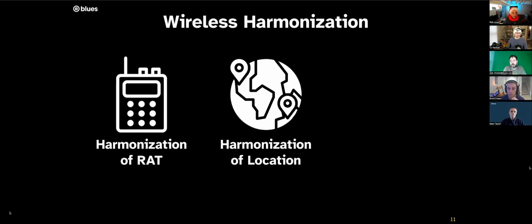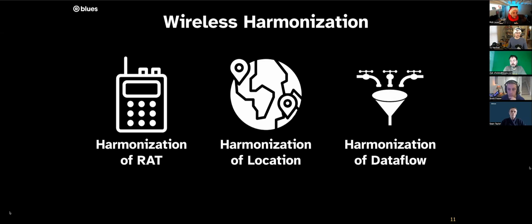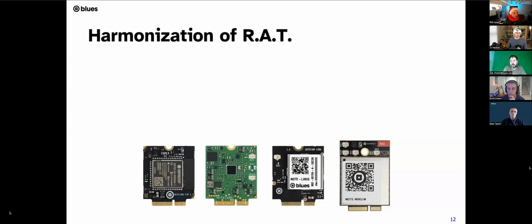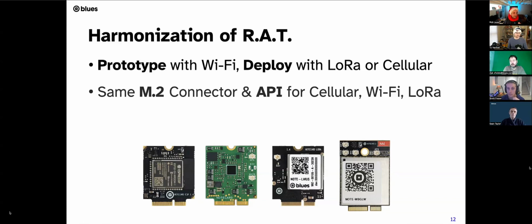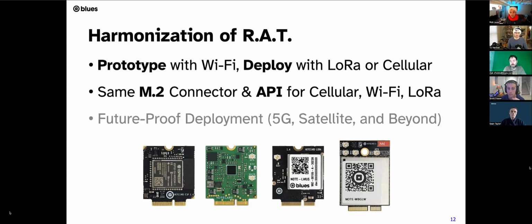It also includes harmonization of location gathering technologies and the harmonization of data flow that we get from Notehub. And we hit on all these in 2023. Drilling down a little bit more, starting with harmonization of RAT, this year we really followed through with this idea of prototyping with any wireless tech and deploying with any other without really changing a single line of code. And when you're choosing or changing that RAT, you should have confidence that they're fully swappable, which our Notecards are, physically and in the APIs we provide.